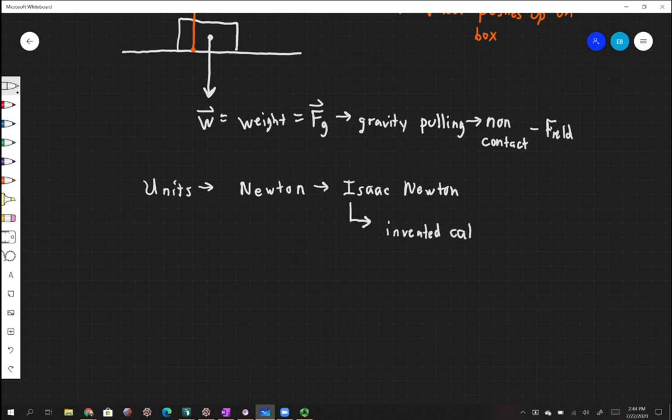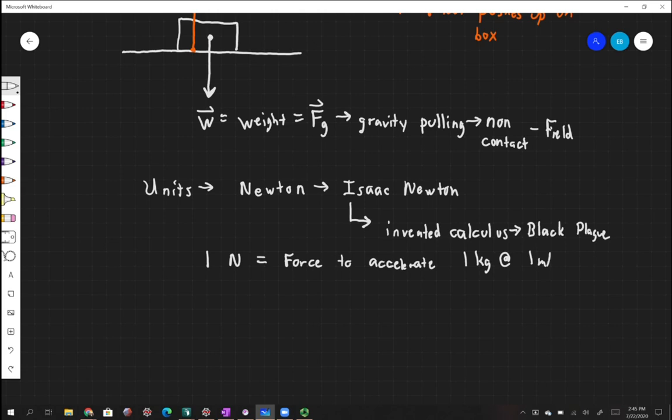And he actually did that while he was on house arrest due to the Black Plague. And the Newton has a very specific definition. We define 1 Newton as the force needed to accelerate a mass of 1 kilogram at 1 meter per second squared. And it turns out that a typical, medium-sized apple is about 1 Newton in weight.